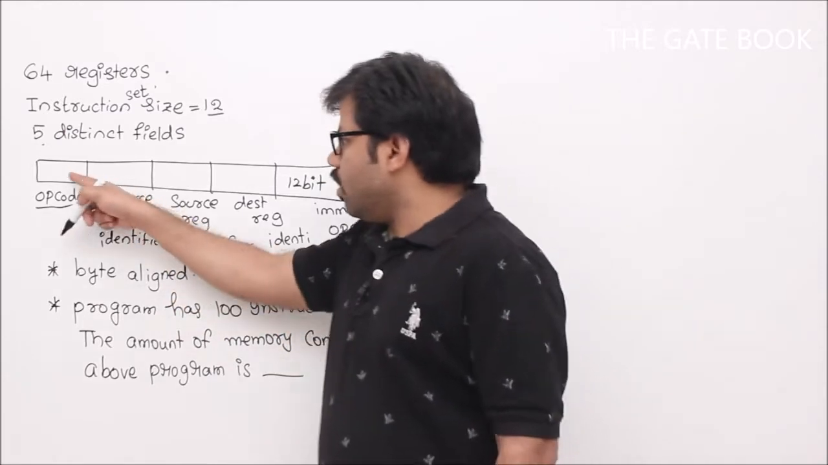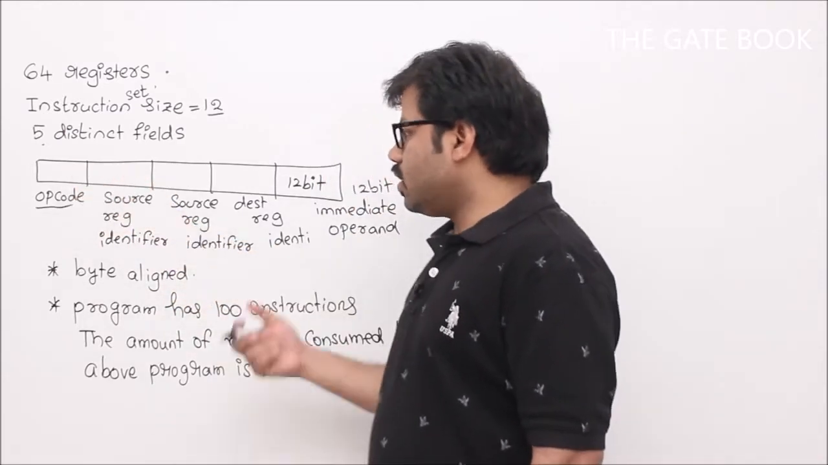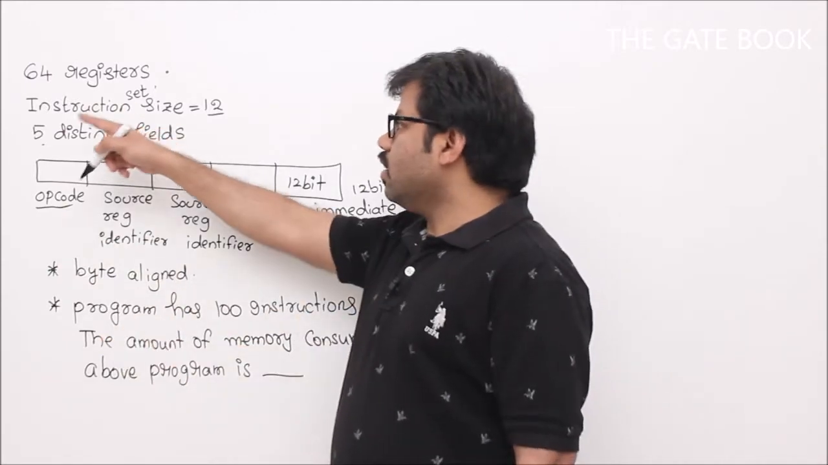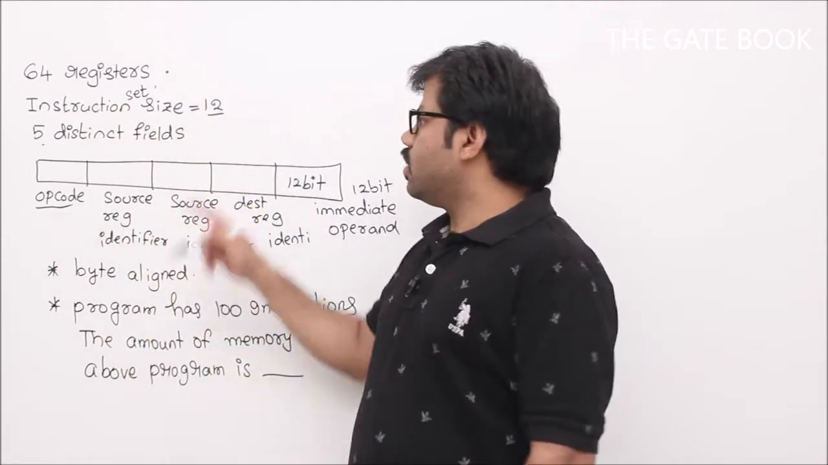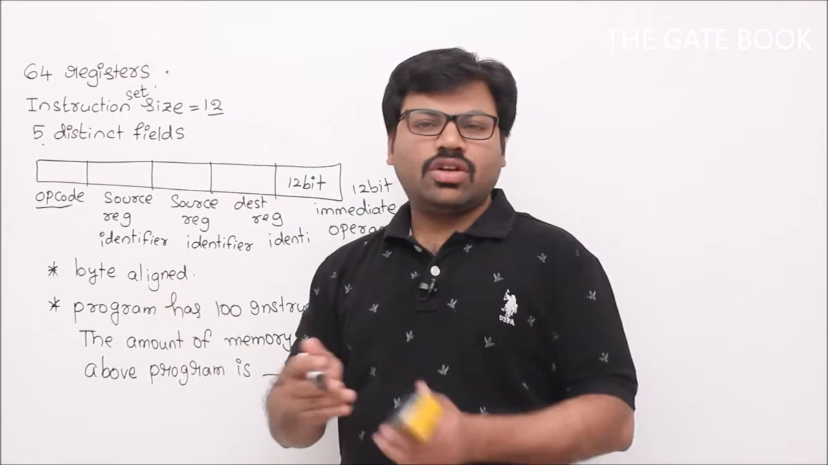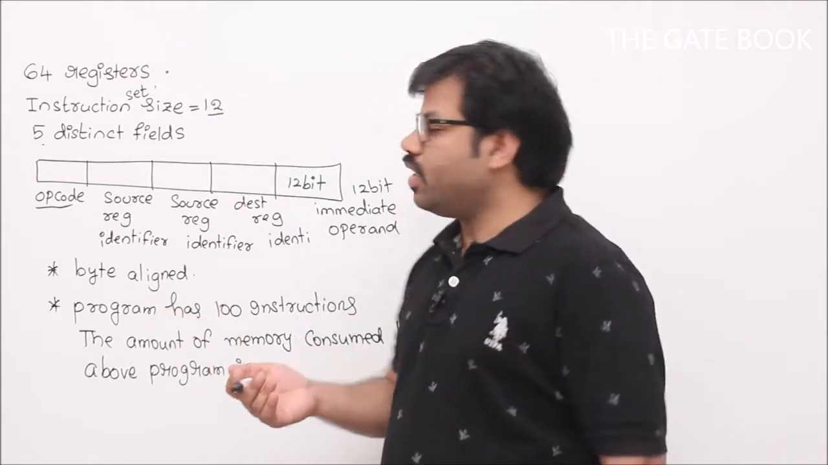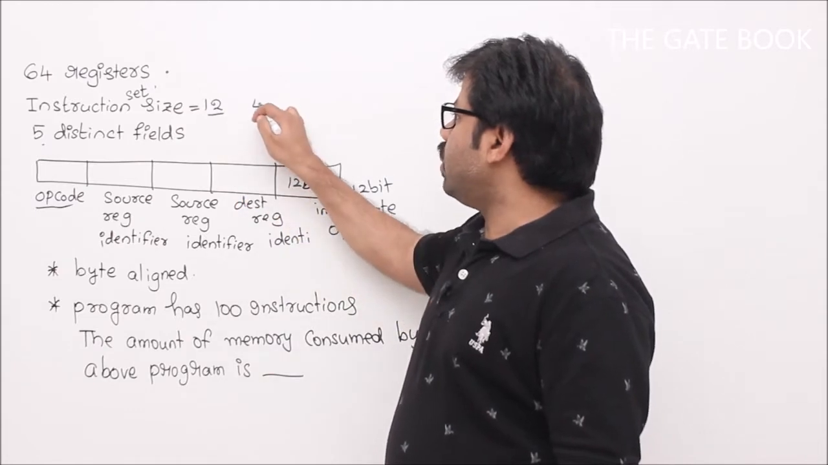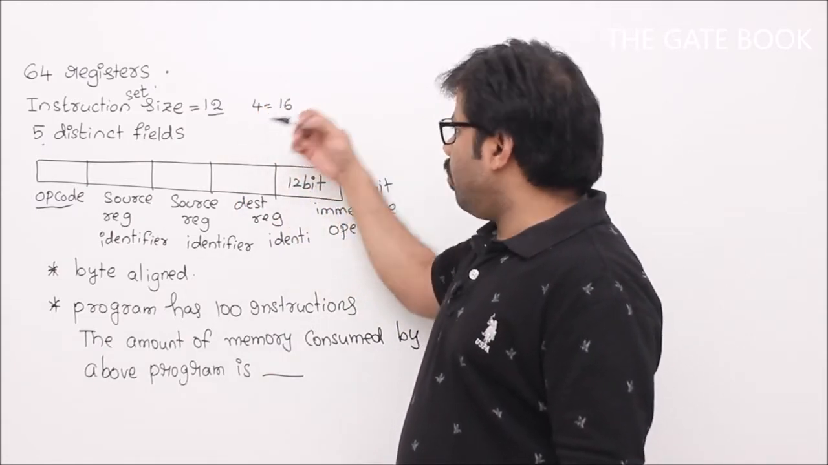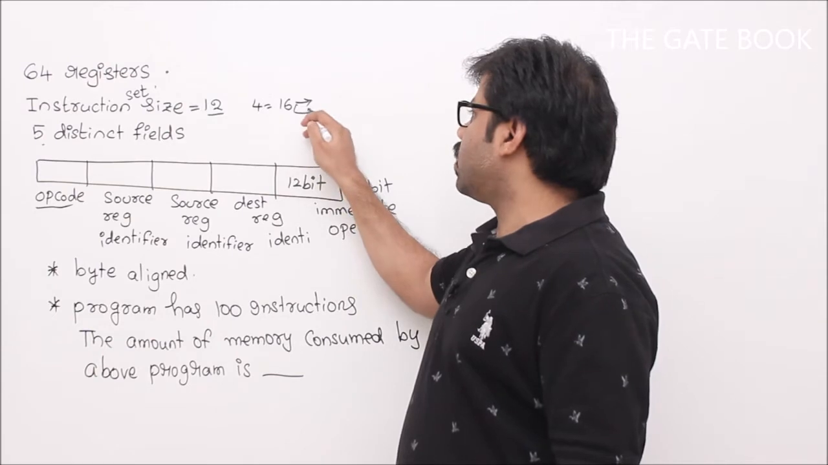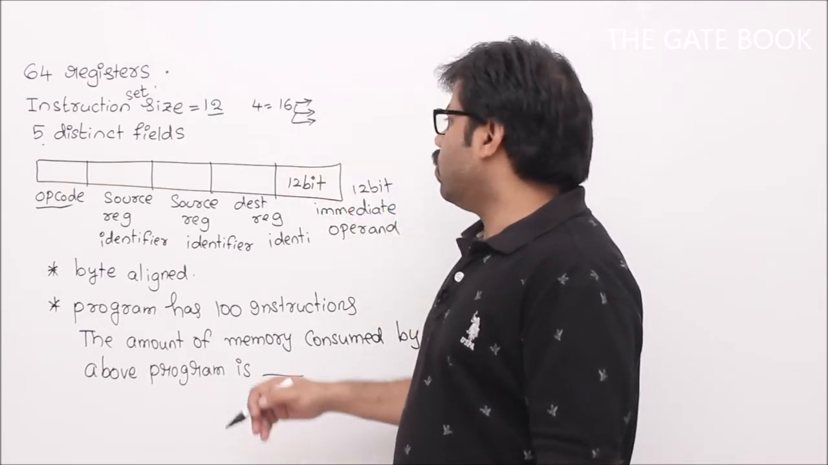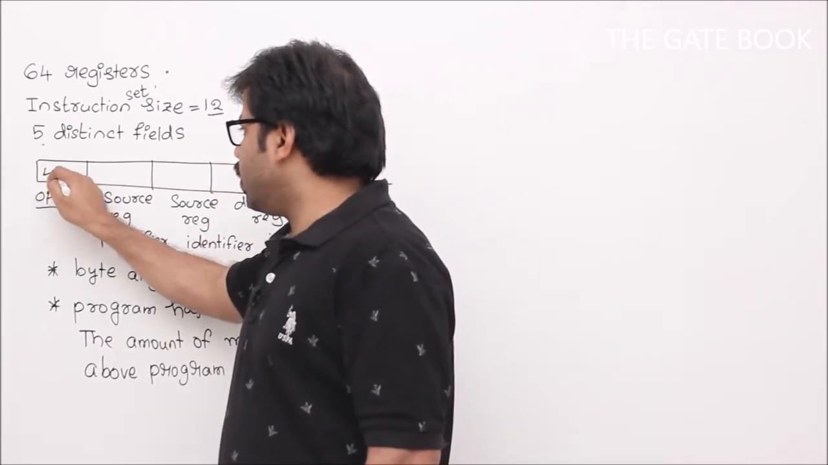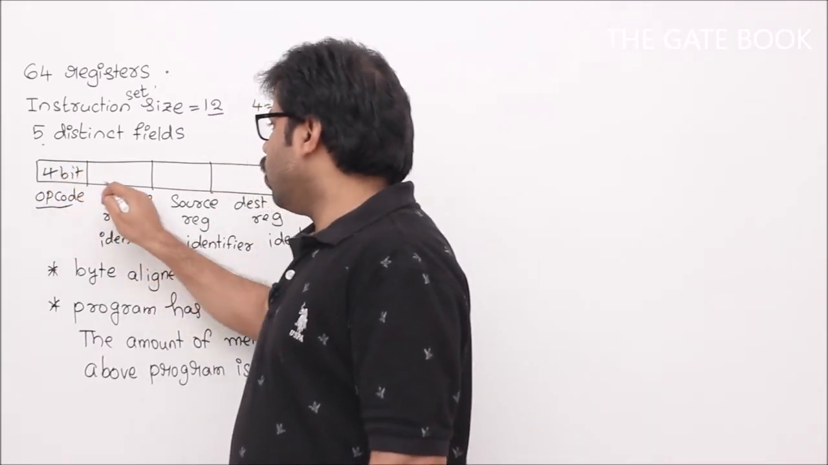Now the remaining sizes we have to find out. What is the number of bits for the opcode? It depends on the size of the instruction set. Since you have only 12 instructions, to differentiate them, how many bits are required? 4 bits are required, correct? With 4 bits I can generate 16 operations. Each operation corresponds to one instruction, right? So since we have only 12, 4 bits are sufficient. Now the source register.